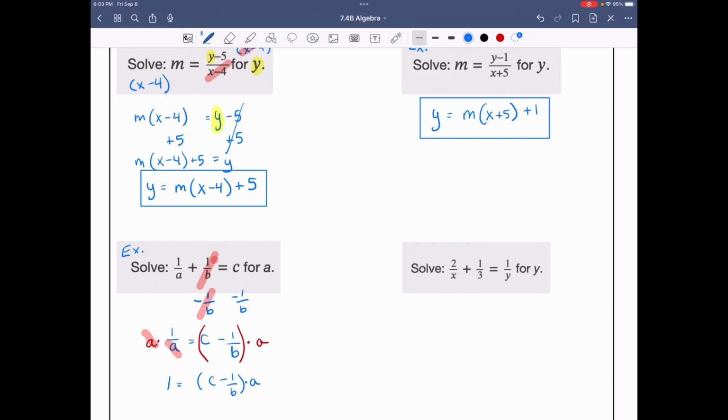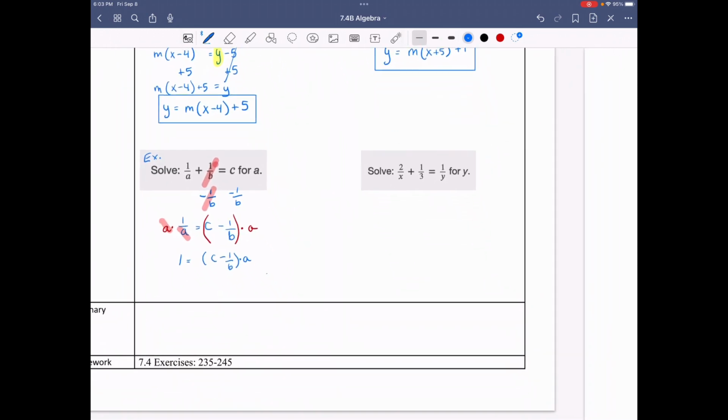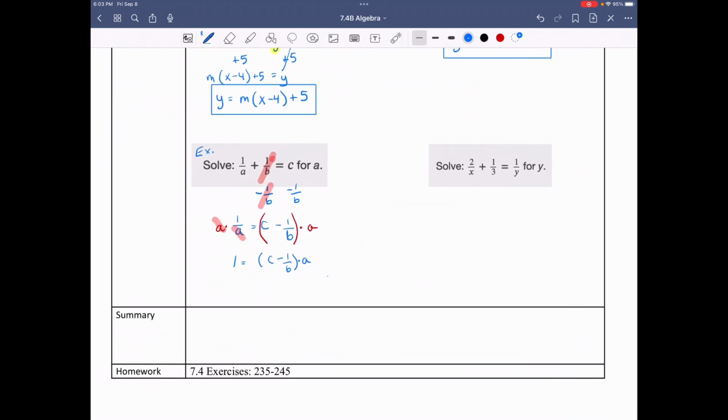Now I can isolate a by dividing by what's in the parentheses. So I'm going to divide by c minus 1 over b, and then that can cancel. I'm going to divide the 1 by c minus 1 over b. When this cancels, you're left with just a. a equals 1 over c minus 1 over b.